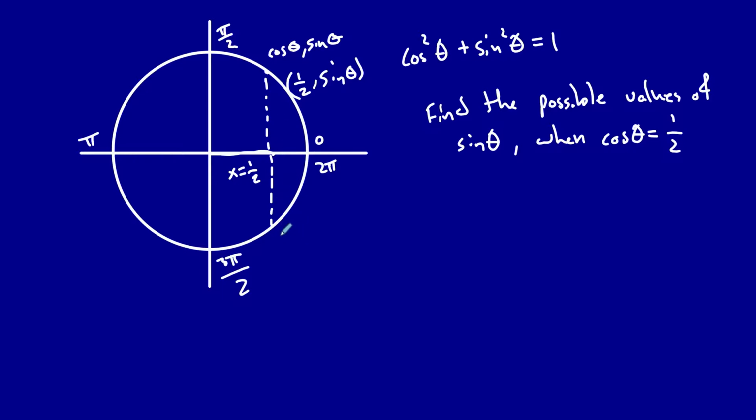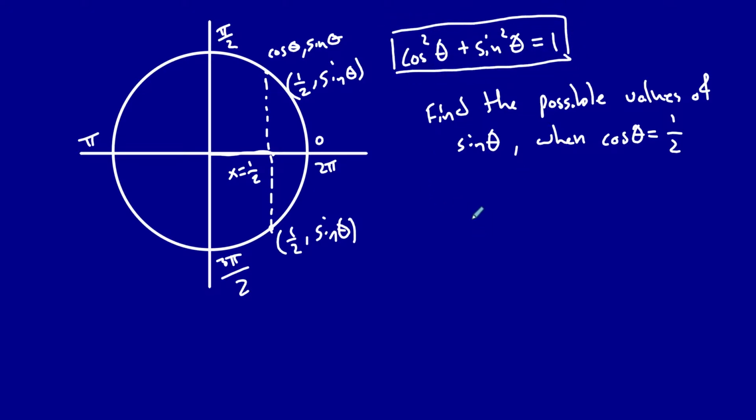This one down here is still going to be the same thing, where this point is 1/2, which is the x bit, and then sine theta as well. So what you'll notice here is that there are two possible answers for sine. I can have sine up here, where it's going to be positive, and sine down here, where it's going to be negative. And this is where we use this identity in order to figure out what those things actually are.